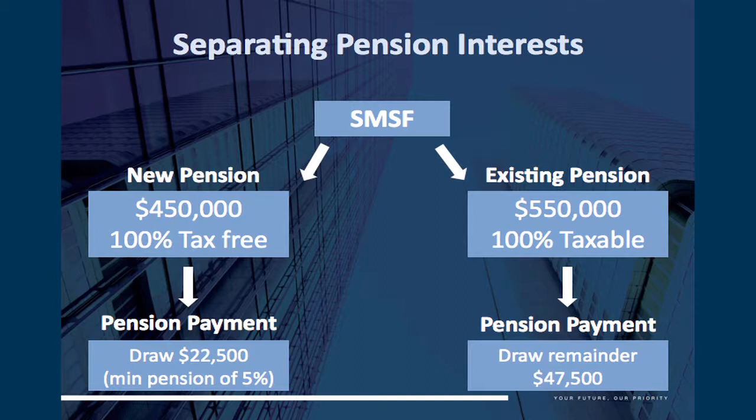Now the maximum, the remainder, which is the majority of his pension payments, which is $47,500, will come from that taxable component. So effectively we're drawing down more on that taxable component.